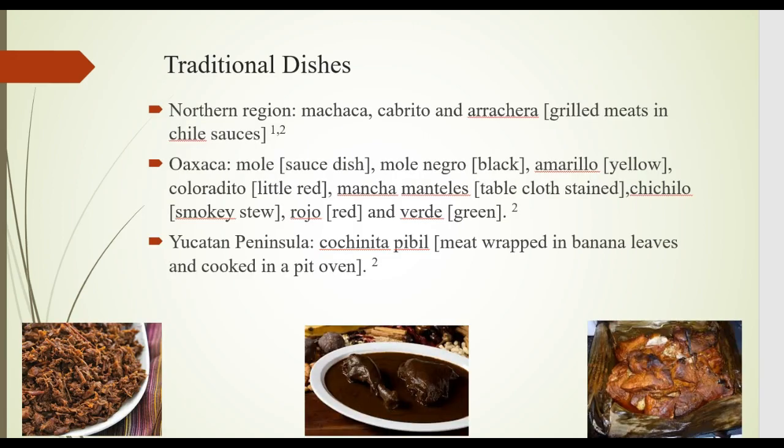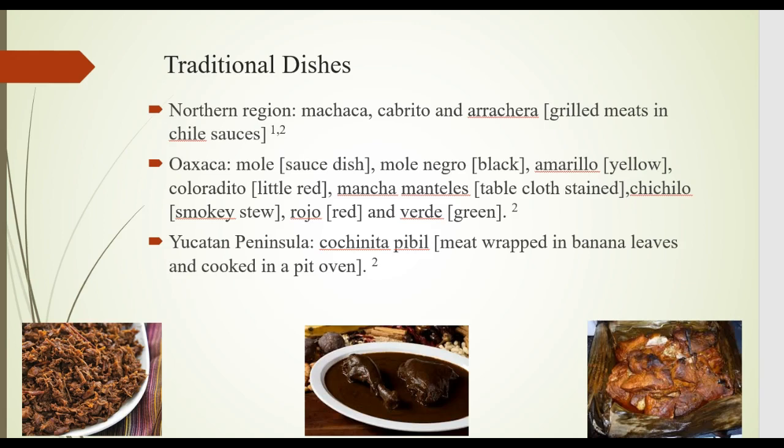Next, we will talk about traditional dishes. And I do want to say that in different regions of Mexico, they have dishes that are specific to those regions. Now, they're not exclusive to those regions, but they originated from that particular region.